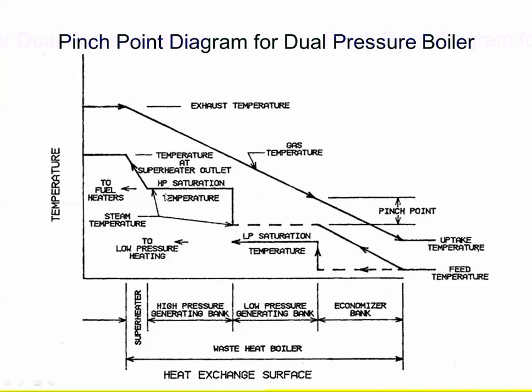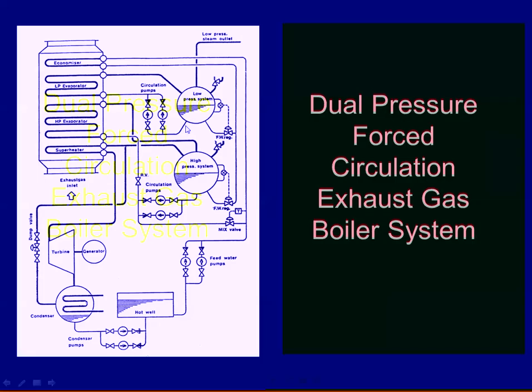So like here, here's my pinch point. I'm not going to be transferring much heat, and I want to get as much as I can, so then I drop down on the low pressure side. Now my delta T is increased, and here's my secondary, and if I still have more, I'll pick it up in the economizer. This is when they want to pull every last drop of heat out of the exhaust gas boiler system. So it has two separate drums, two separate circ pumps, supplying steam to two separate systems.